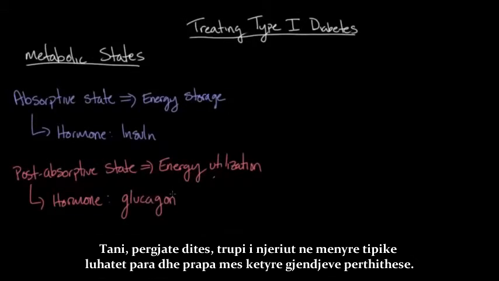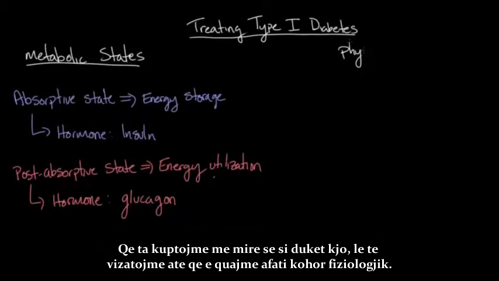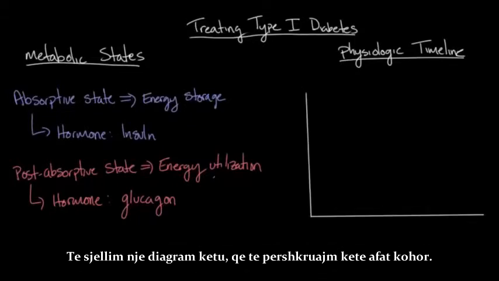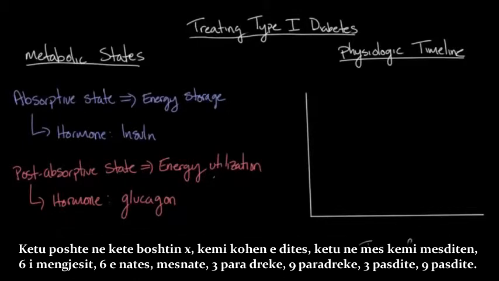Now, throughout the day, the human body will typically fluctuate back and forth between this absorptive state and this post-absorptive state. So to get a better understanding of how this looks, let's draw what I'll call a physiologic timeline. And let's just bring in a graph here to help describe this timeline. Now down here on the x-axis, we'll have the time of the day. And right here in the middle, we'll have noon, 6 in the morning, 6 at night, and midnight, and then maybe we'll put 3 a.m., 9 a.m., 3 p.m., and 9 p.m.